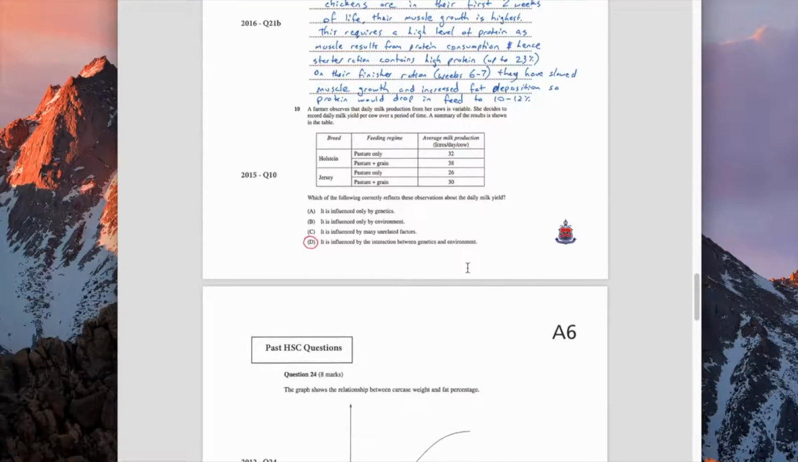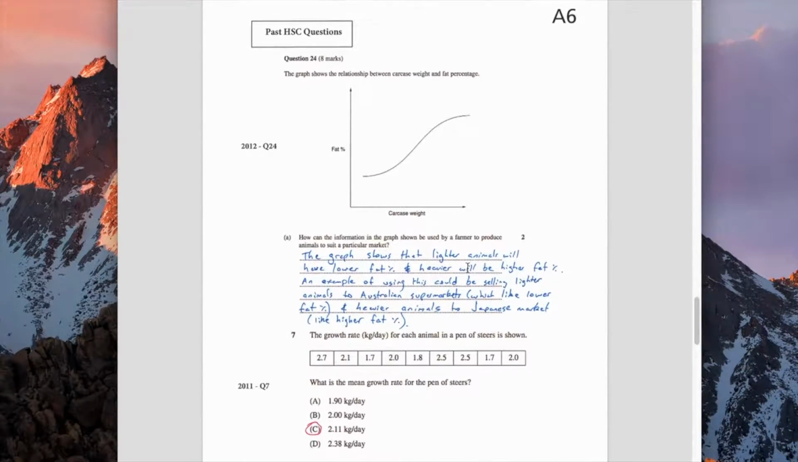If we move down the page to this next question, the graph shows the relationship between carcass weight here and fat percentage.